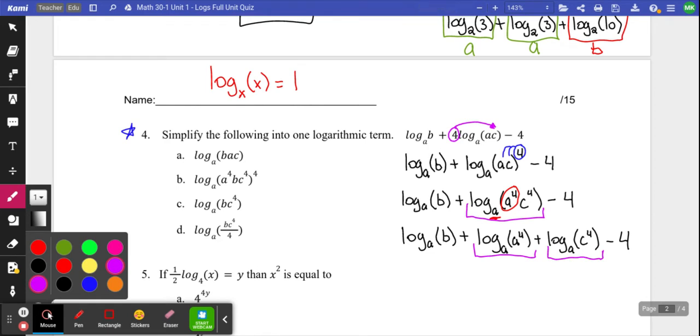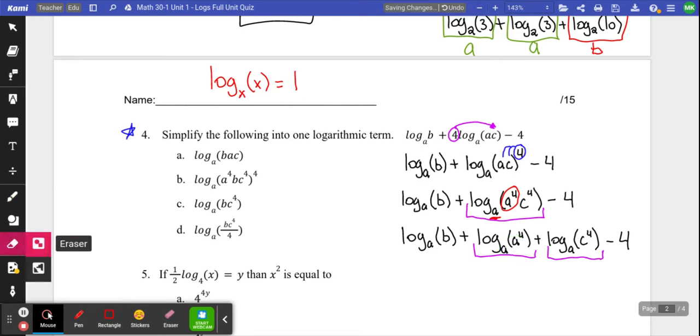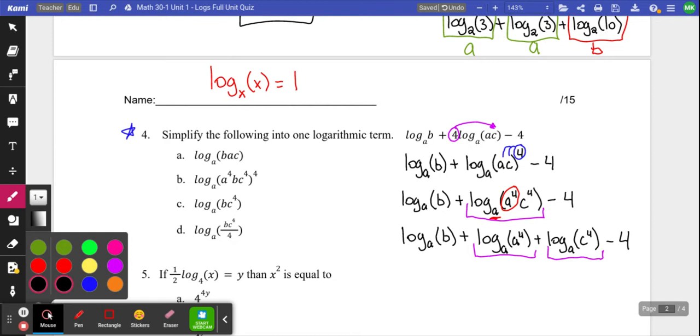The reason I did that is because now I have this. The base and the argument are the same. And if the base and the argument are the same, that means that log equals 1. So that means that that term will now turn into this. Log a of b plus 4.